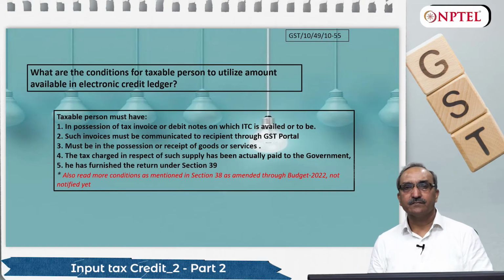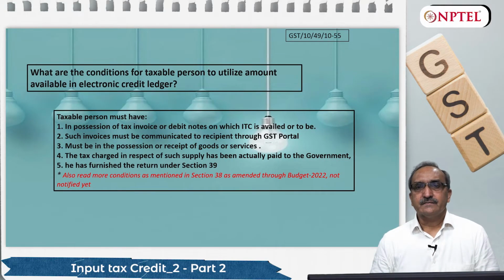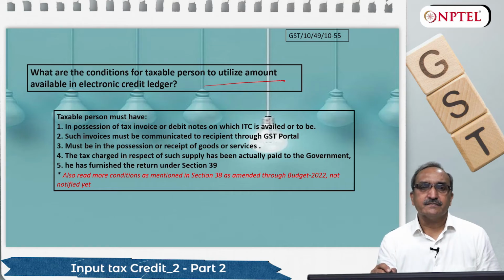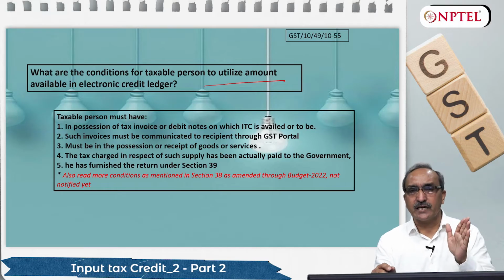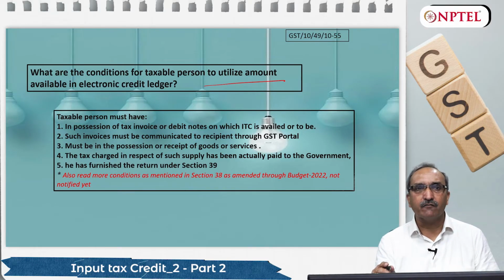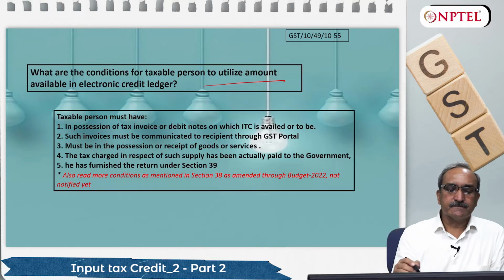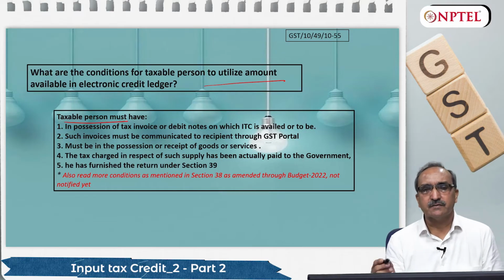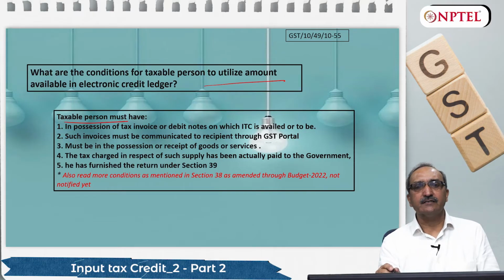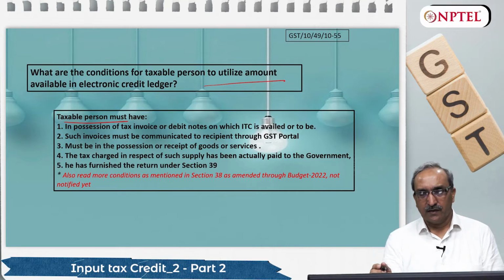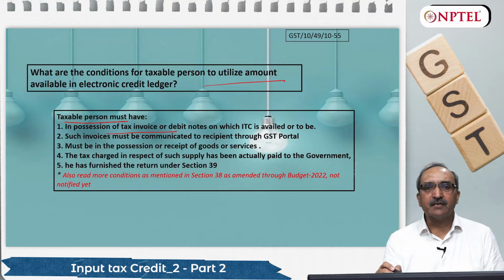So friends, in a nutshell, to utilize this credit ledger balance, you need to fulfill some conditions. It means you have to keep something in mind when you are availing the benefit of this electronic credit ledger or using this credit ledger for your tax liability. And it says taxable person. Definitely, the electronic credit ledger is of a taxable person only. It cannot be of an unregistered person or an individual. Same conditions which we read in section 16.